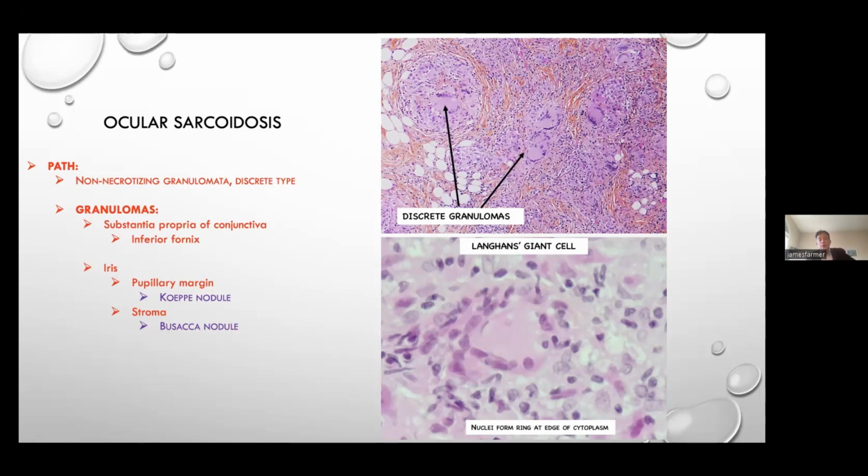The typical granuloma giant cell that one sees is the Langhans giant cell, but we are all familiar that this is not specific for sarcoidosis because it can occur in any granulomatous inflammation. The granulomas on the pupillary margin are called a Koeppe nodule, and on the stroma are called a Busacca nodule.